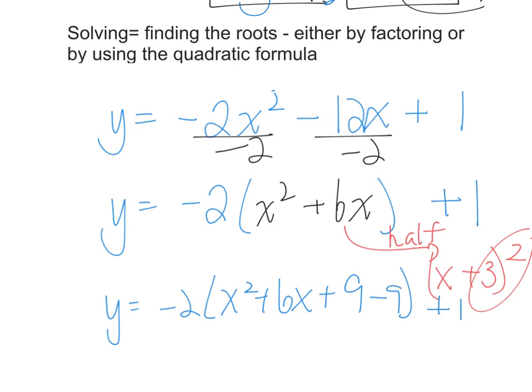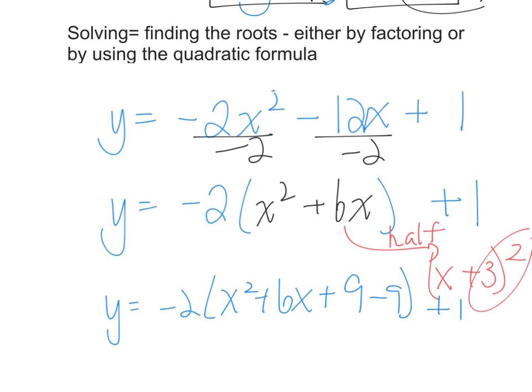We didn't do half of 12 because 12 was the original number, but then we divided by negative 2 to get the 6. It's important that you divide. These are the steps that get miscalculated on your tests. Don't forget to divide by the common factor. Don't put a 12 in here. It's a positive 6. Then half of 6 is 3, but 3 squared is what goes in the brackets.